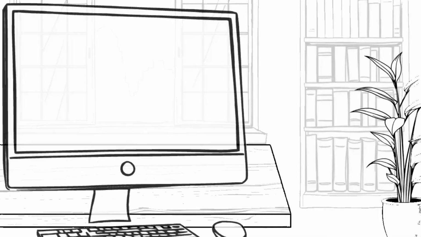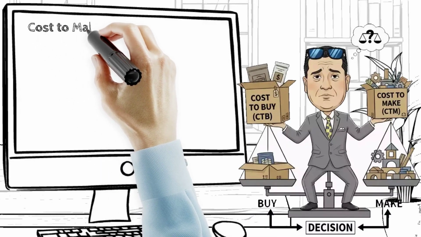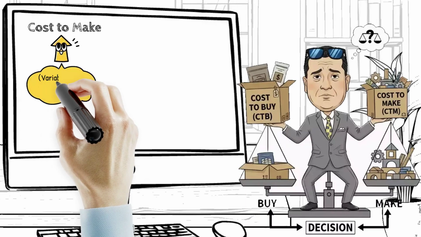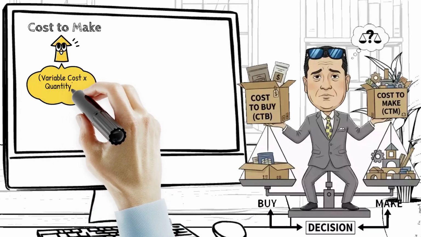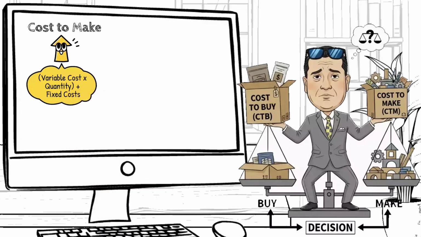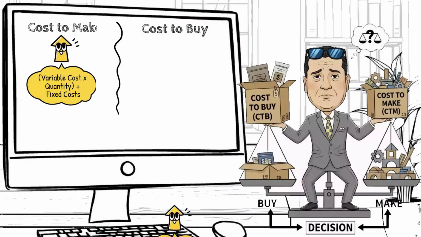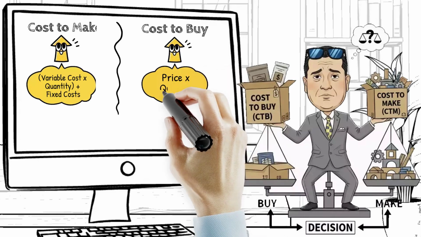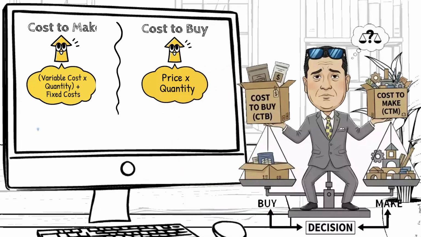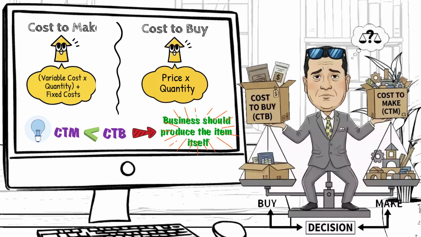To decide whether to make or buy, compare two costs. Cost to make is calculated as variable cost times quantity plus fixed costs. This represents total in-house production. The cost to buy is price times quantity, the cost of outsourcing. If CTM is less than CTB, the business should produce the item itself. This comparison ensures the most cost-effective choice is made.